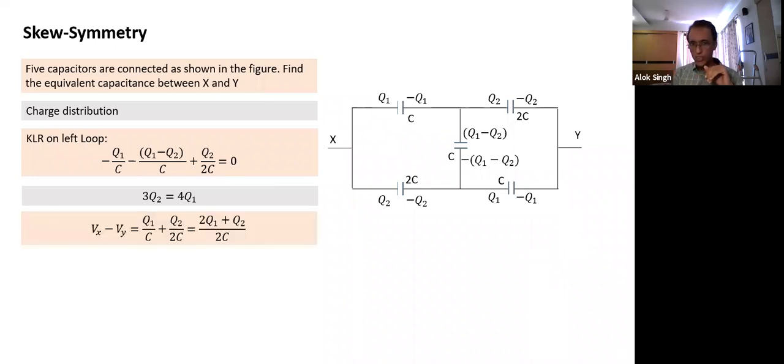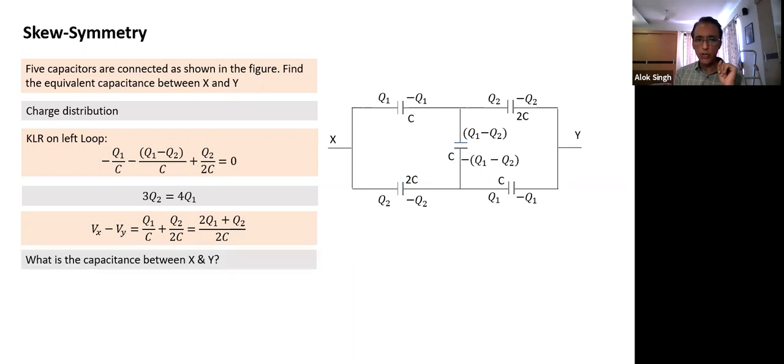Then I find the potential difference between X and Y. Had there been only one capacitor, I would have written Vx minus Vy as Q1 by C. Since there are two of them, I have to add both, so Q1 by C plus Q2 by 2C. That's the potential difference between X and Y. I've taken the potential difference along this path. If I take it along this path also, it will come the same. It doesn't matter.